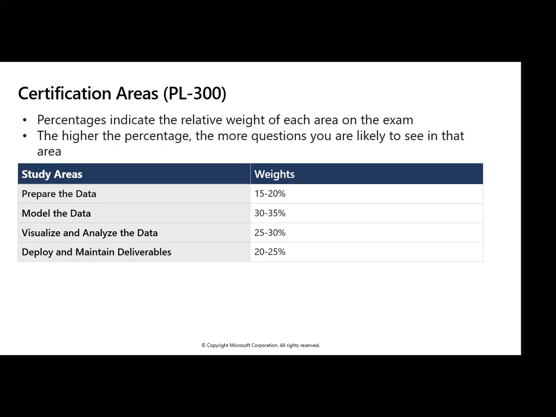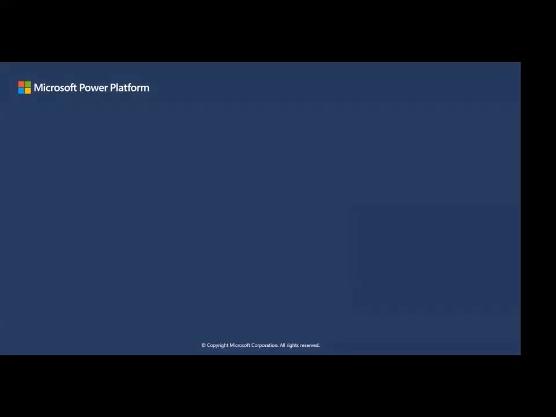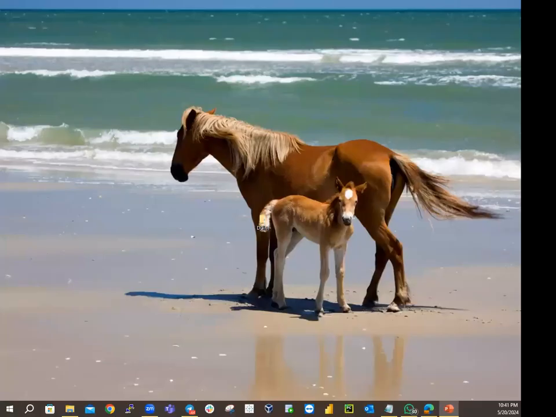Then 35%: how many questions? 35 questions. Then visualize, that will be 30 questions. Then deploy and maintain, that will be 25 questions. So that is just what I want to tell you, that when you are preparing, that's the scope of your questions. That takes me to the end of that introduction.